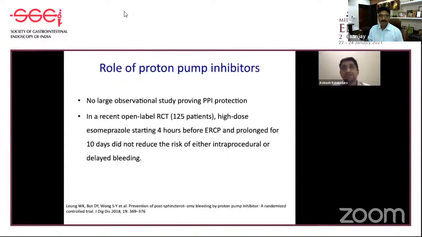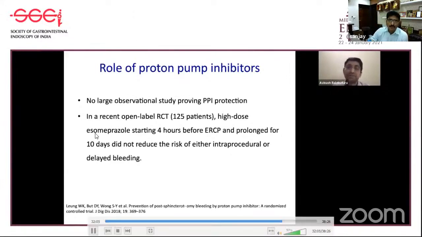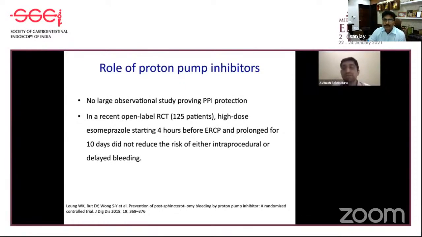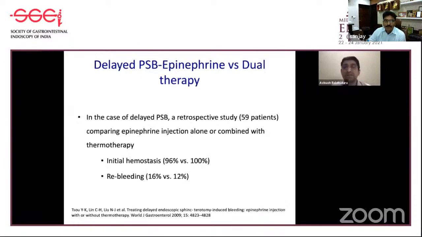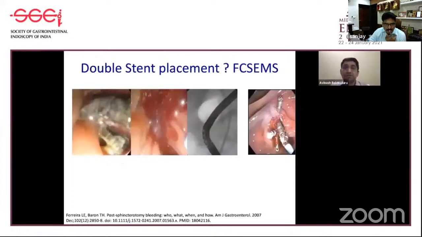In peptic ulcer bleed, proton pump inhibitors generally have a big role, but large observational studies have shown that either pre-dosing with esomeprazole or continuing esomeprazole doesn't reduce the risk of either intraprocedural or delayed bleeding. Dual modality therapy is much better in this retrospective study, where they combined epinephrine with thermal therapy: initial hemostasis reaches 100% with a rebleed rate of only 12%, whereas with adrenaline alone it is only 96%, with a rebleed rate a little higher than the combination therapy. So it is always better to have a dual therapy.